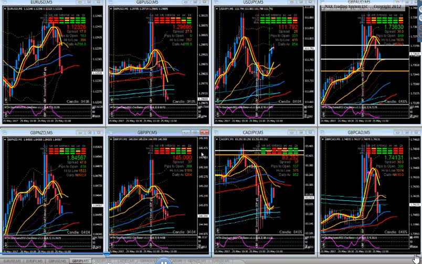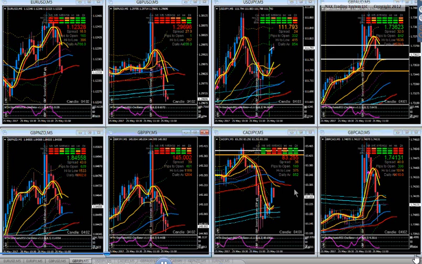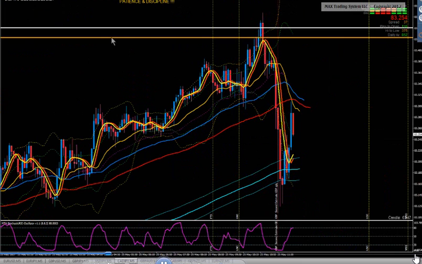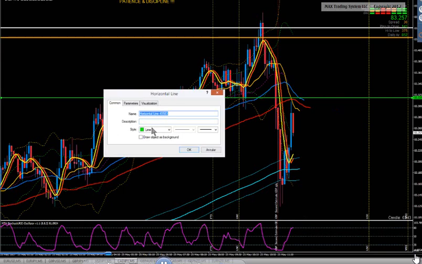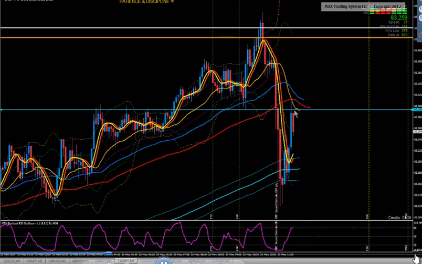We have another one having appeared here, the CAD yen, to go long too, but the price is not following through to hit our entry level. Let me draw a horizontal line where I would consider making an entry if this is the case. And so my entry would be somewhere in this area.